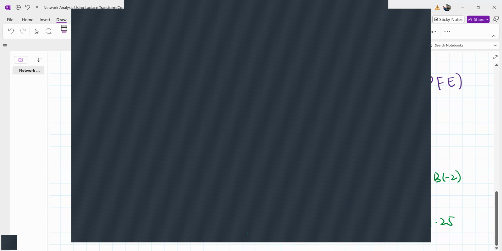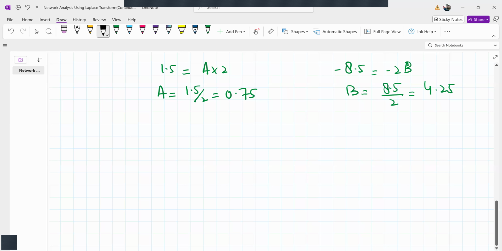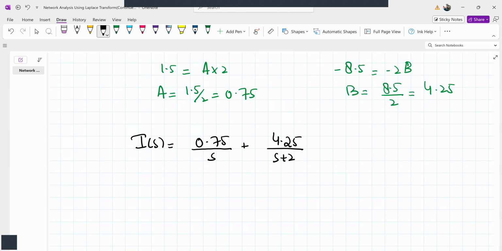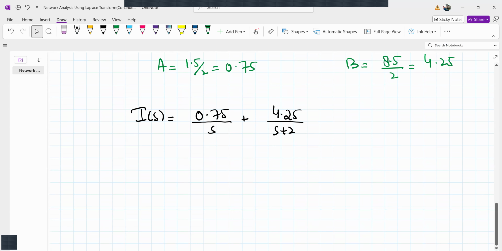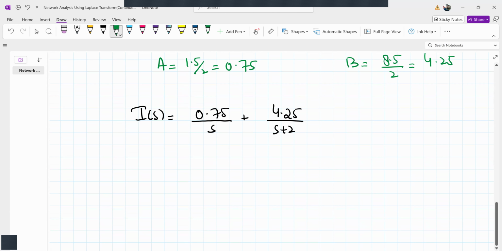All right. So, substituting the value of A and B back here, what we'll get is I of S will be simply A, 0.75 divided by S, plus B, 4.25 divided by S plus 2. Now we know the inverse Laplace transform of 1 by S, and we also know the inverse Laplace transform of 1 by S plus 2. So writing the inverse Laplace transform here.